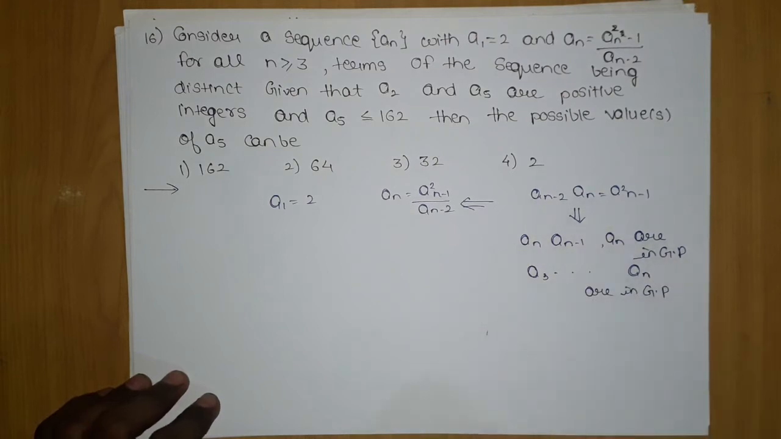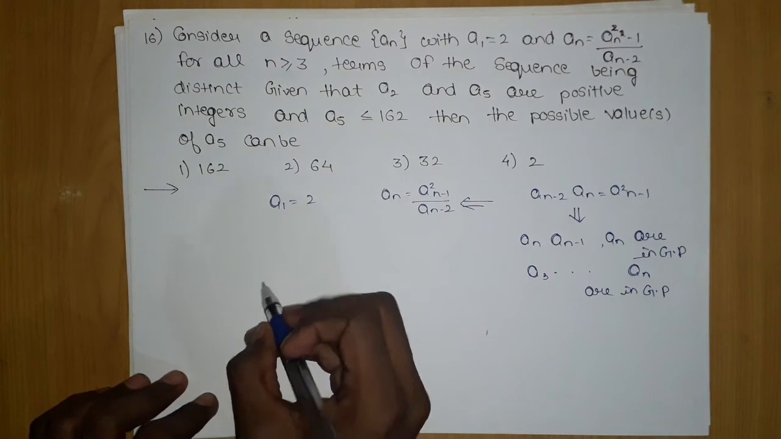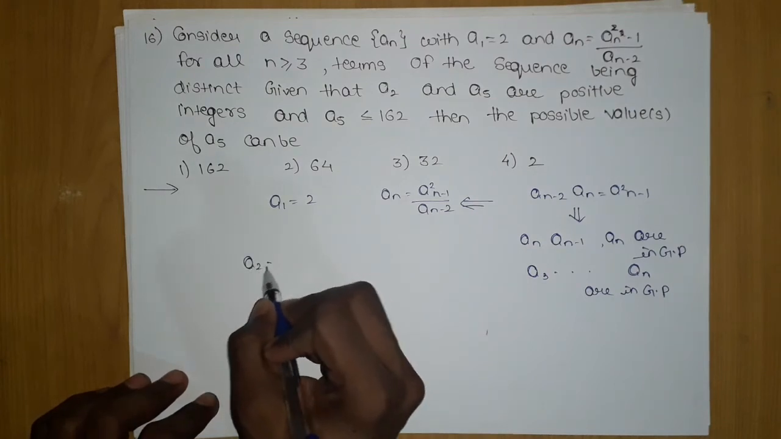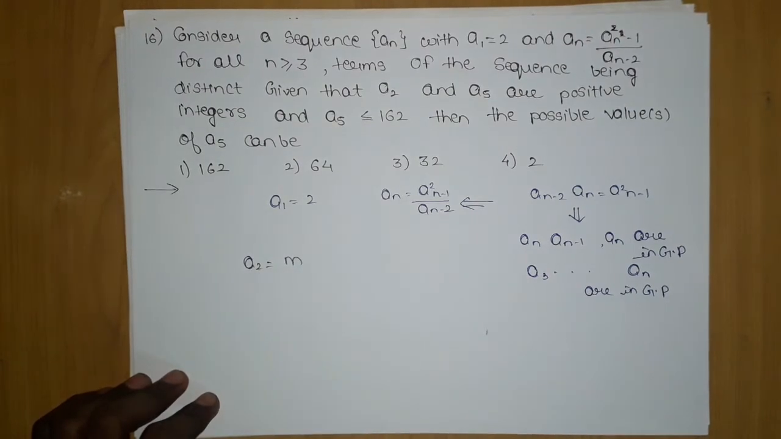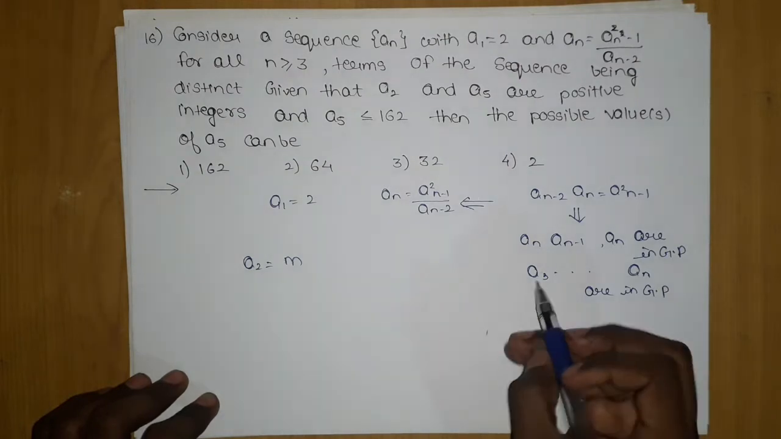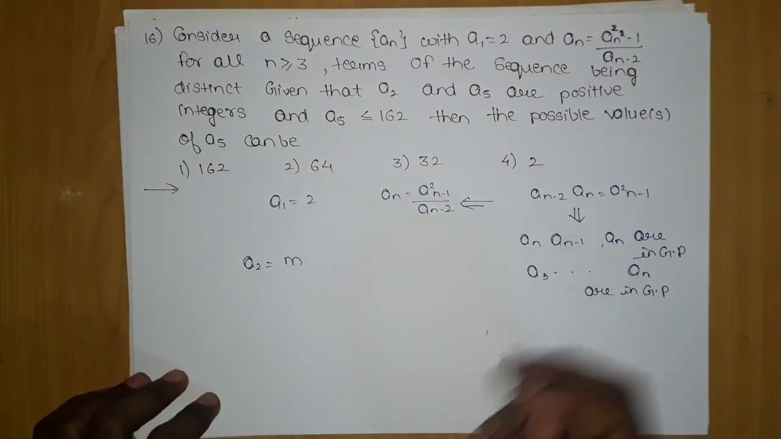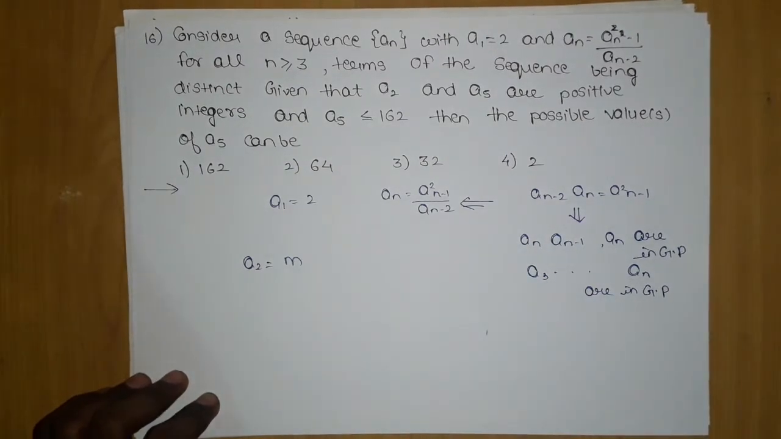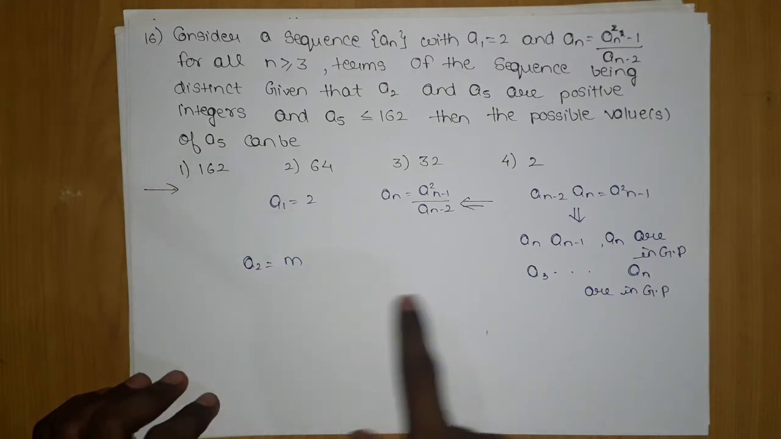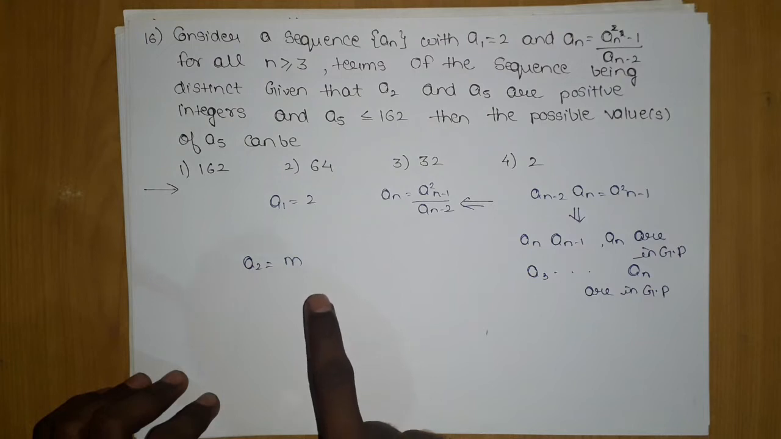Okay, the first term is given. If I consider a2 as some constant m, it is true for a3. How can we do this problem? a3 is valid only for n greater than or equal to 3. We have considered a2, so we cannot.